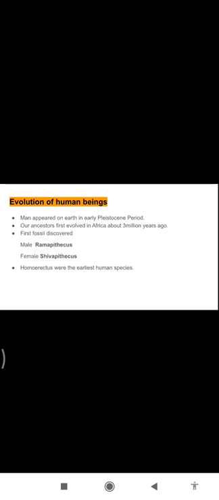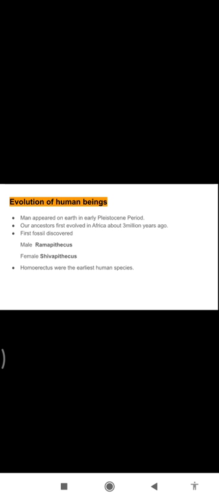Man appeared on Earth in the Pleistocene period, that is the Ice Age. Our ancestors first evolved in Africa about 3 million years ago. Homo erectus were the earliest human species found. The first fossils to be discovered were a male fossil known as Ramapithecus and a female fossil known as Shivapithecus. Homo sapiens appeared during a later phase.